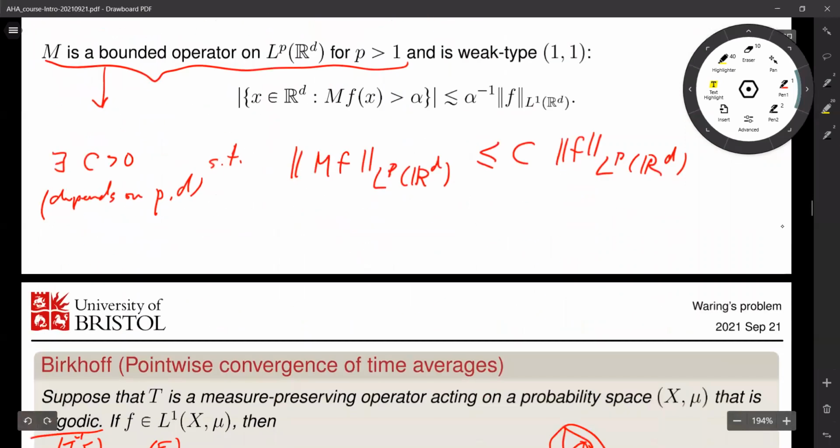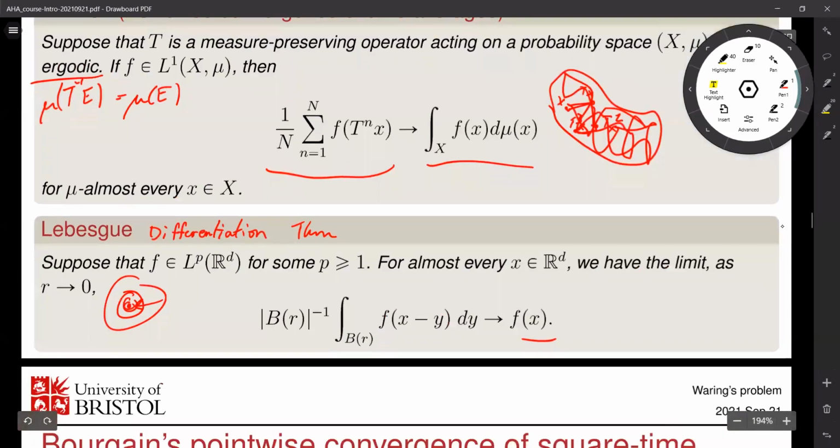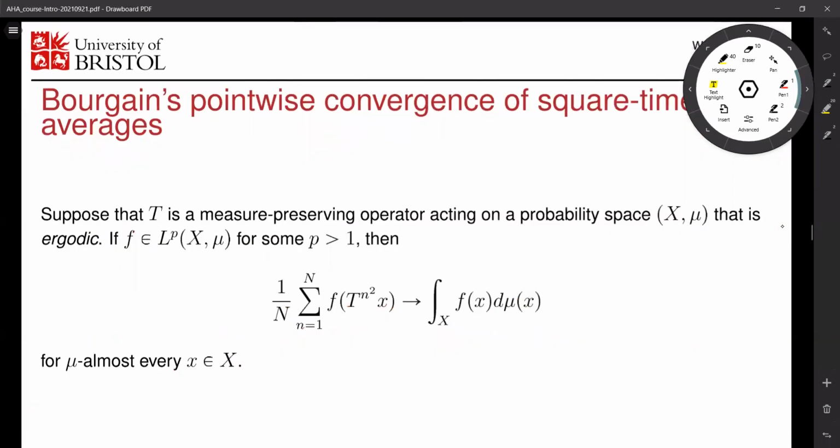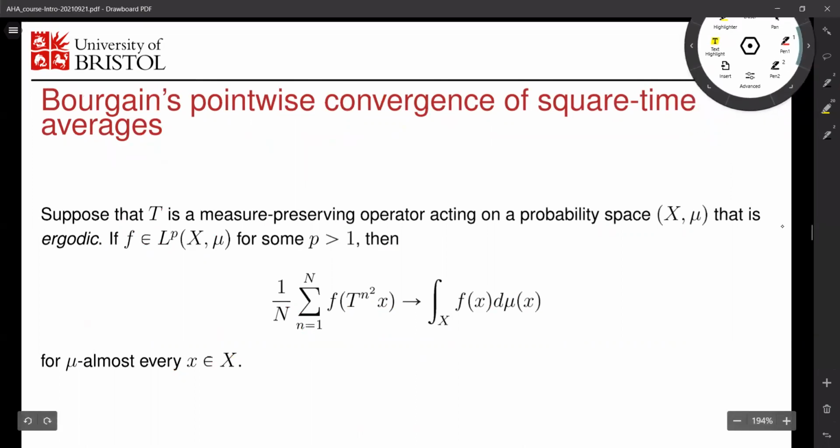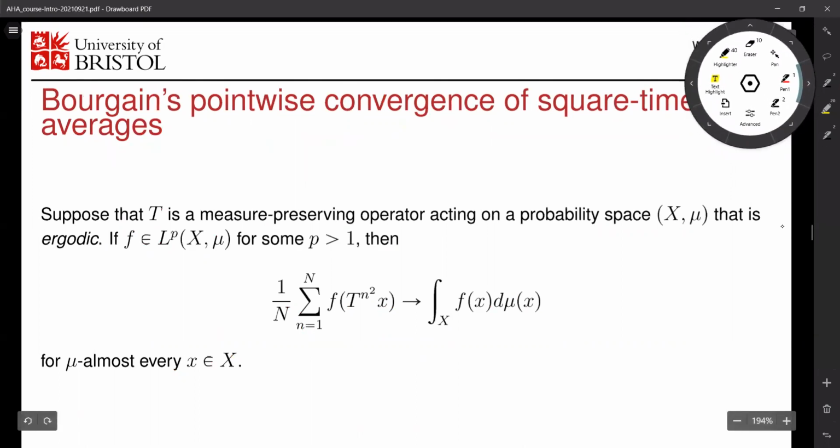Great. Beautiful stuff. Birkhoff's theorem was from the mid 1930s, and Lebesgue's theorem, I think, was even before that, like 1915-ish, maybe, I forget. But something much newer is Bourgain's pointwise convergence of square time averages.